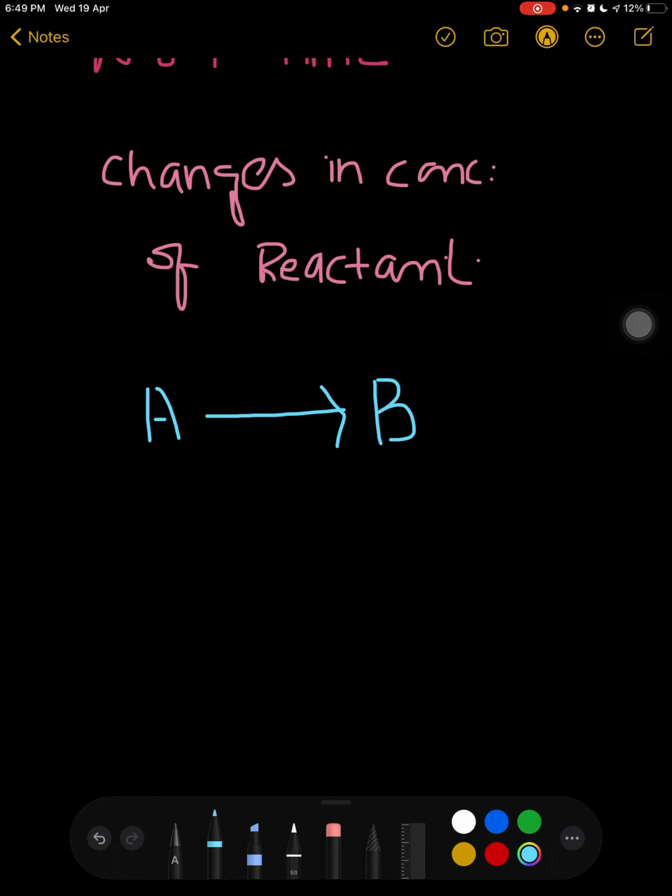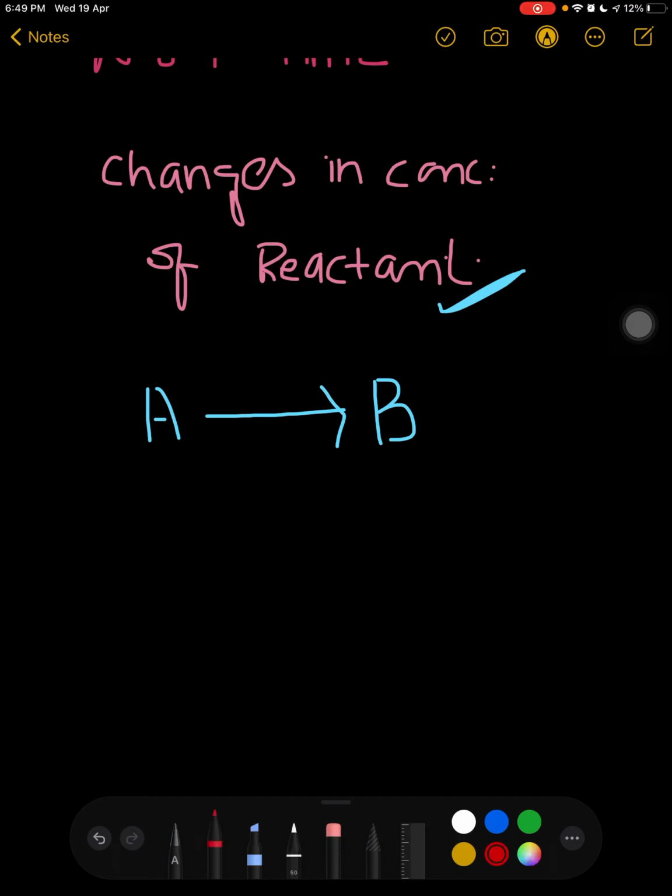As I told you before, we will study only irreversible reactions in chemical kinetics. In chemical equilibrium we studied reversible reactions, but in chemical kinetics we look at motion, at dynamics, like how the concentration is changing with respect to time. So here we will talk about the concentration of only the reactant, and the reaction will be irreversible.